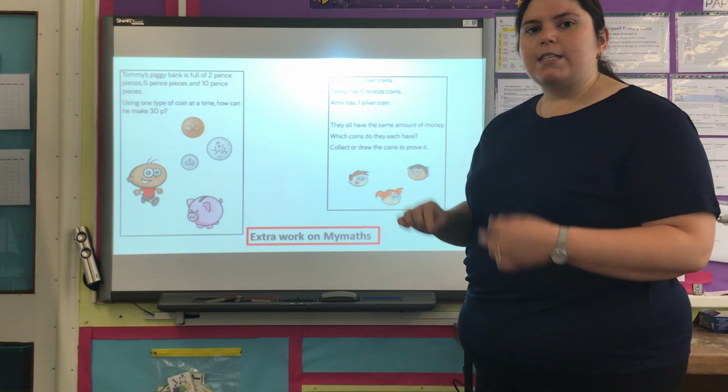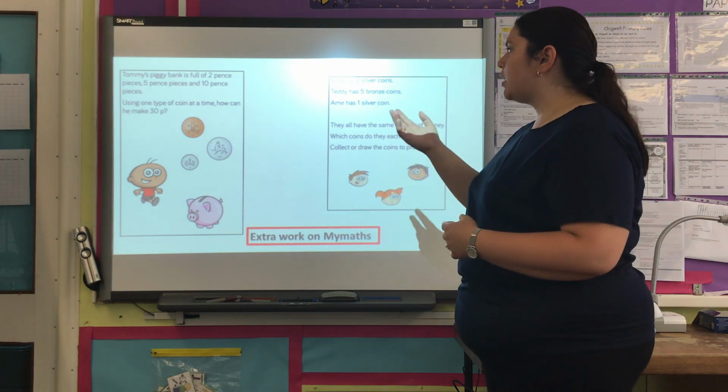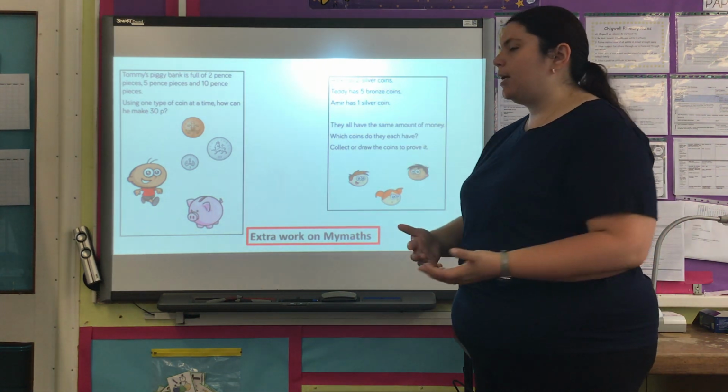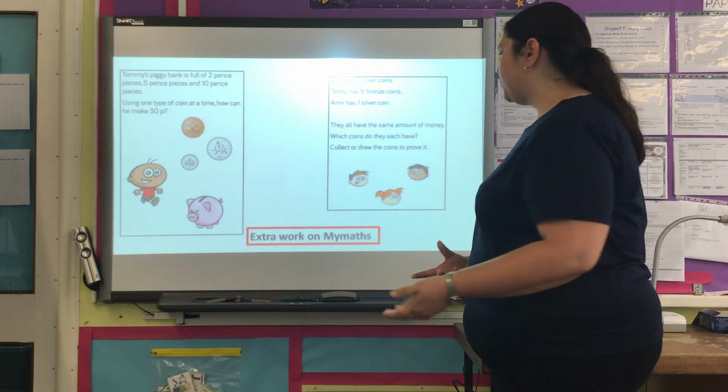So maybe you could write it down to help you. And then you can use 5p coins. How many 5p coins will he need? And how many 10p coins will he need to get to 30?